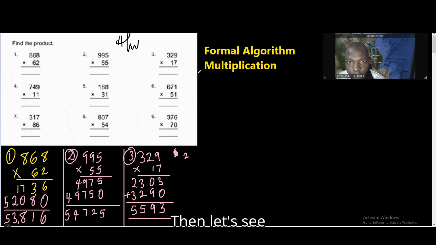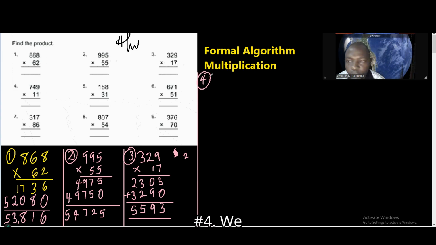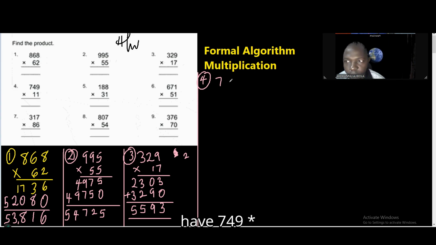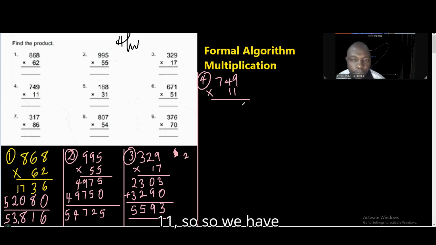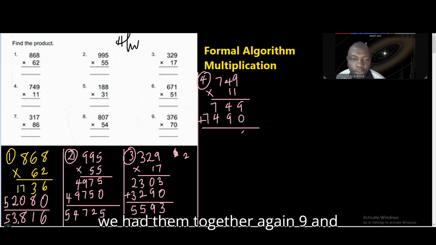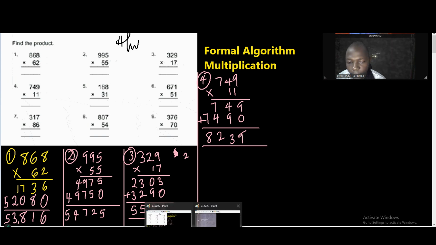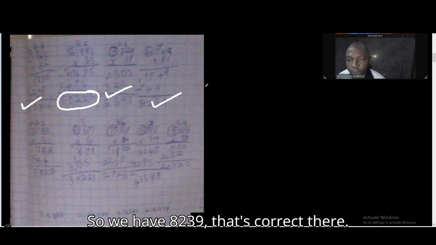Then let's see, number 4, we have 749 times 11. So we have 9, 4, and 7. Then 9, 4, and 7. Then there's 0 here. So we add them together again. 9, you get 13. 11, that's 12. Then 8, 2, 3, 9. So we have 8,239. That's correct there.